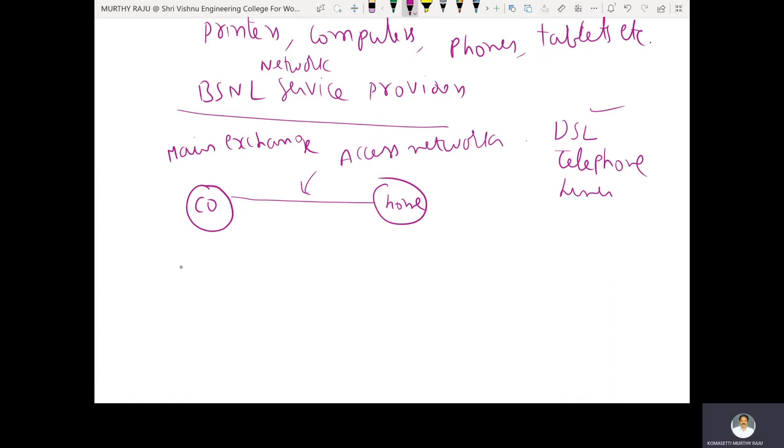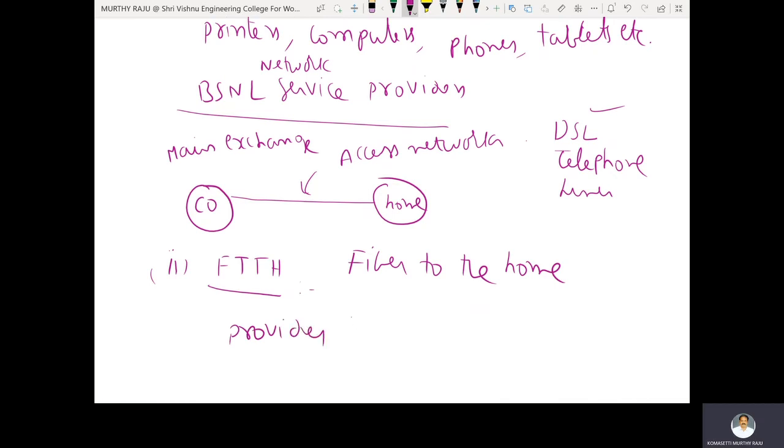Next, the second one is FTTH, fiber to the home. Optical fiber from the central exchange to your home. Optical fiber runs from a central office directly to individual buildings, and it provides high-speed internet access.